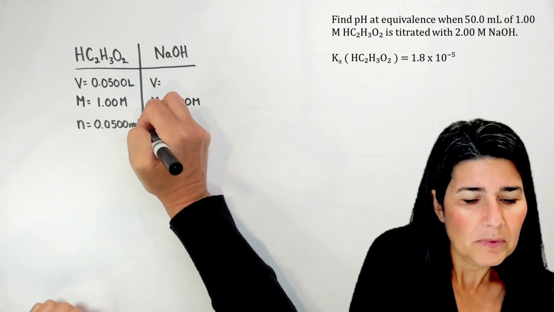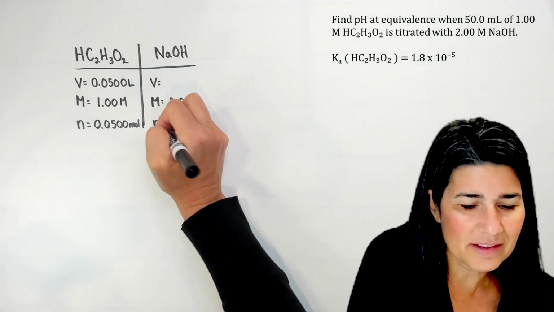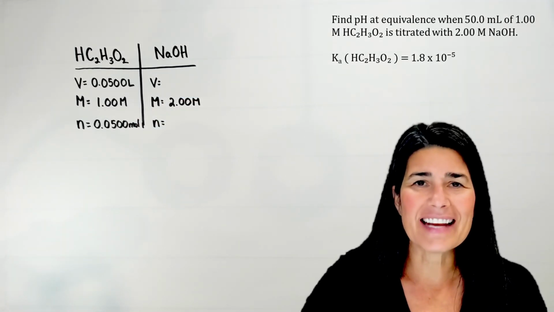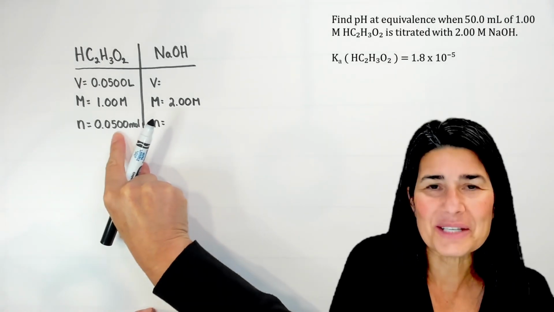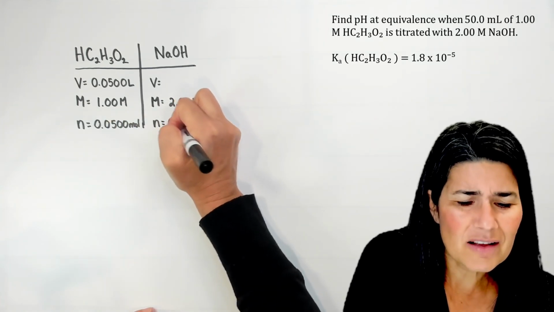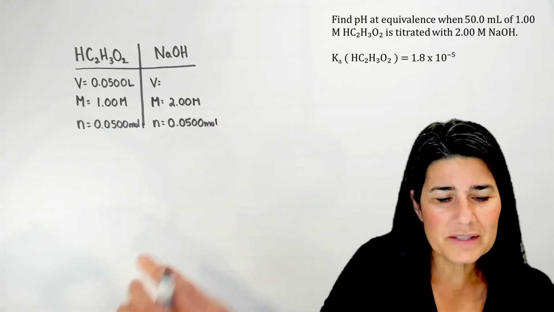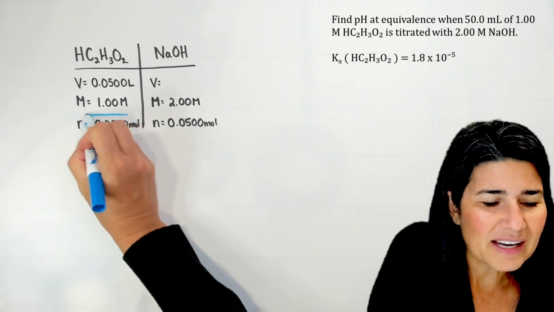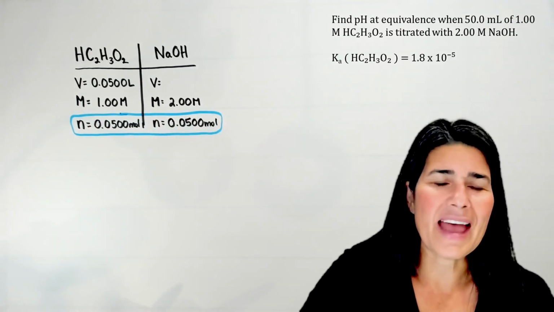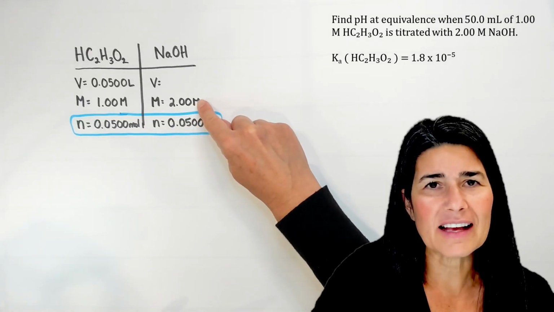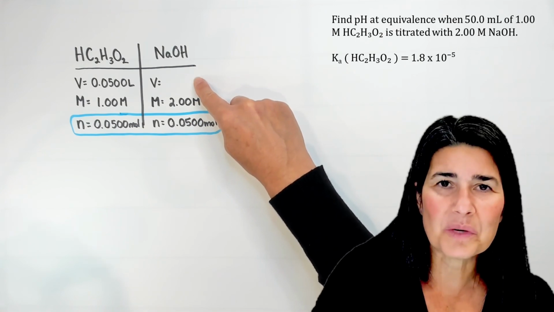0.0500 moles. All right, now, the key to this problem is that if you are at equivalence, the moles of your acid and your base are going to be equal. So if I know that we have 0.0500 moles of the acid, I also know that we have 0.0500 moles of my base. Those will always be equal at your equivalence point. All right, with that, if I have moles and molarity, I can determine how much sodium hydroxide I actually needed in order to reach that equivalence point.